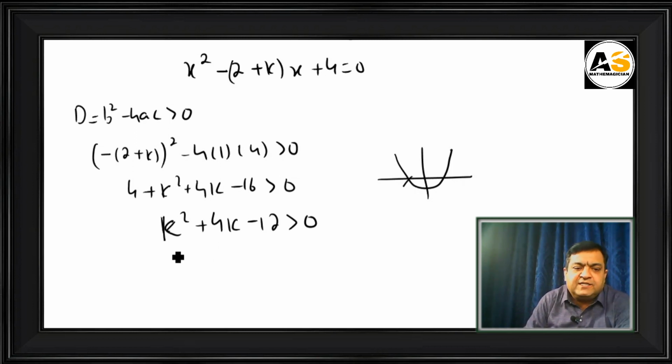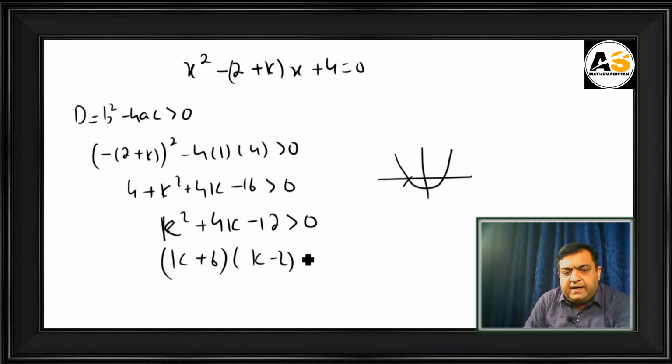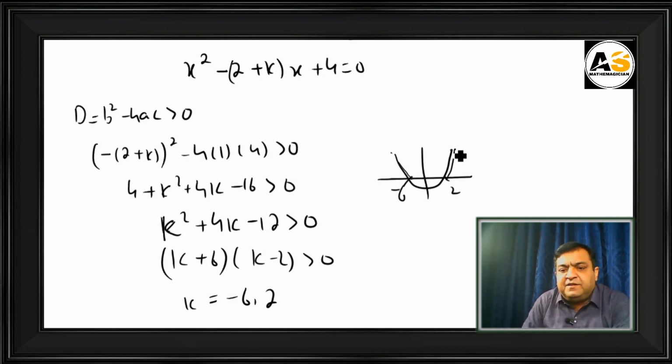It will be positive before its smaller root and after its larger root. So we will find its roots. I am factorizing it directly; you can add a few steps. So the two roots are minus 6 and 2. This is minus 6 and this is 2, suppose. So this is positive before minus 6 and positive after 2.